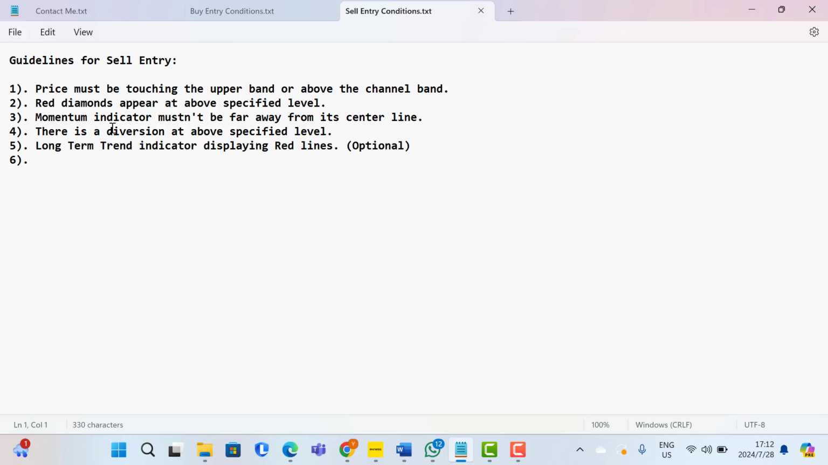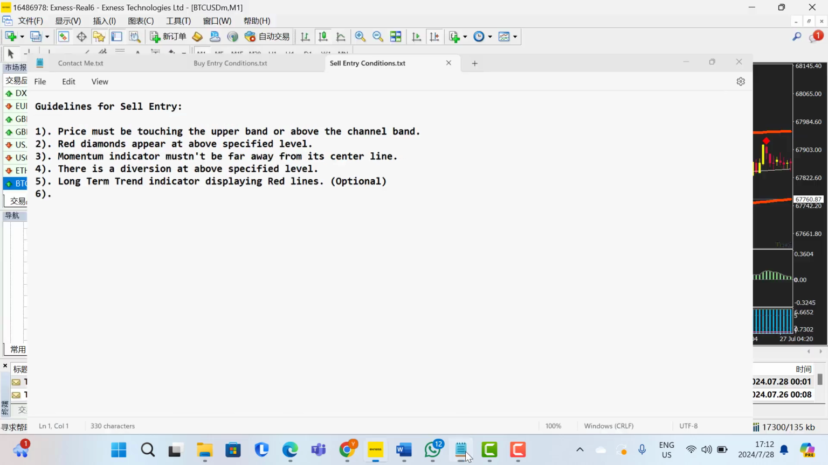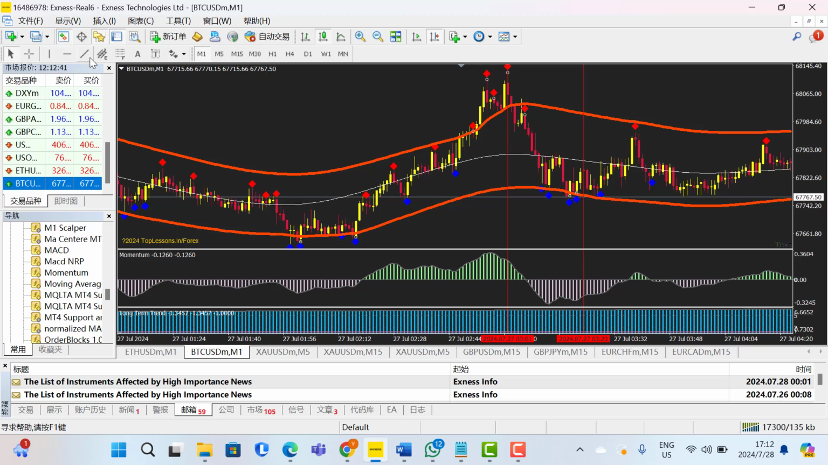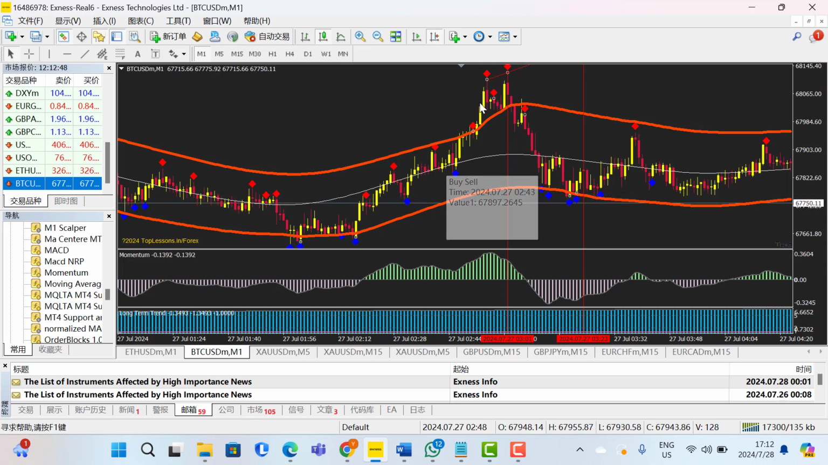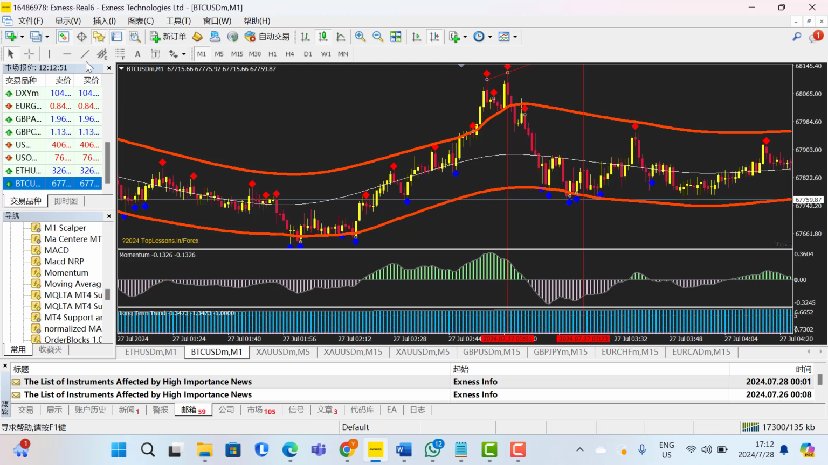And now let's move to the next condition. There's a divergence at the above specified level. This is also a very compulsory condition. Clearly, I guess you are watching this. There is a higher high. Price is making a higher high. You can see that. This is a higher high. And if you look at the indicator, this is clearly a lower low. You can see that. Price is making a higher high, the indicator is making a lower low. There is clearly a divergence out there.